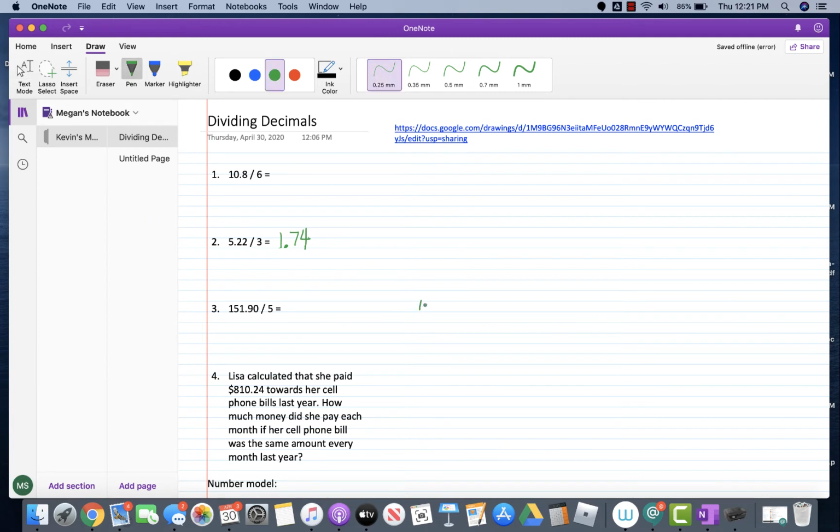We will set it up. 151.90 divided by 5. Go ahead, we'll bring up our decimal. 5 goes into 15 3 times. Let's bring down our 1. 5 goes into 1 0 times.